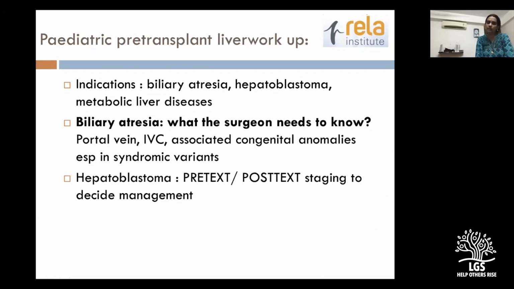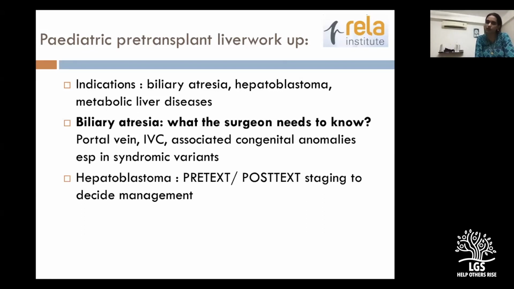Now, common indications for this are usually biliary atresia, hepatoblastoma, and metabolic liver diseases. Especially in biliary atresia, because it's a congenital anomaly, we need to look for a lot of other factors as well. So we need to see what is the size of the portal vein, how is the IVC, is it patent? And especially in the syndromic variant of biliary atresia, there may be other associated anomalies like malrotation, situs inversus, heterotaxy, or pre-duodenal portal vein. So it will help to be aware that these things can occur, and unless we look for it, we will miss it.